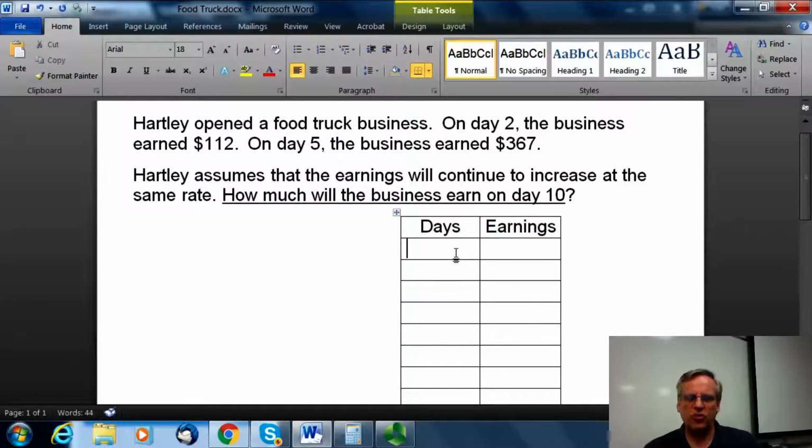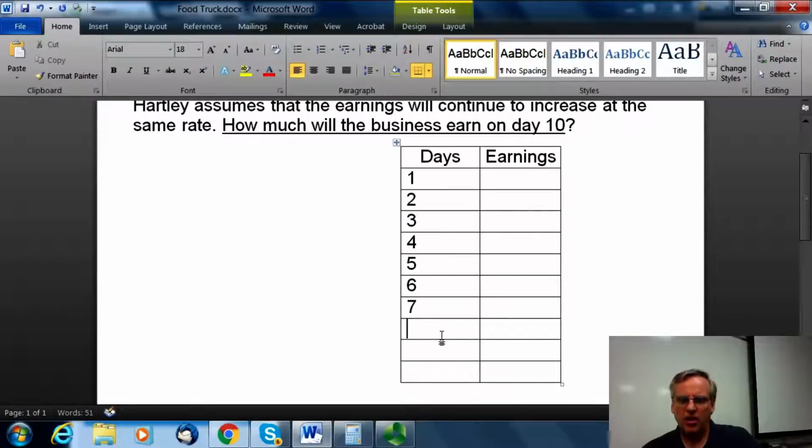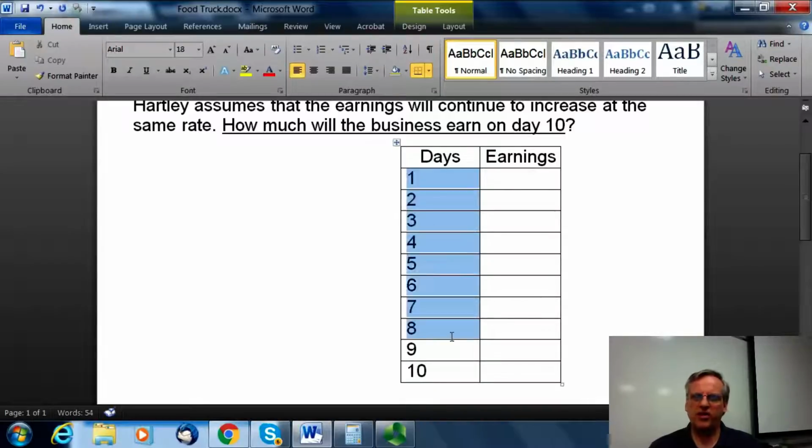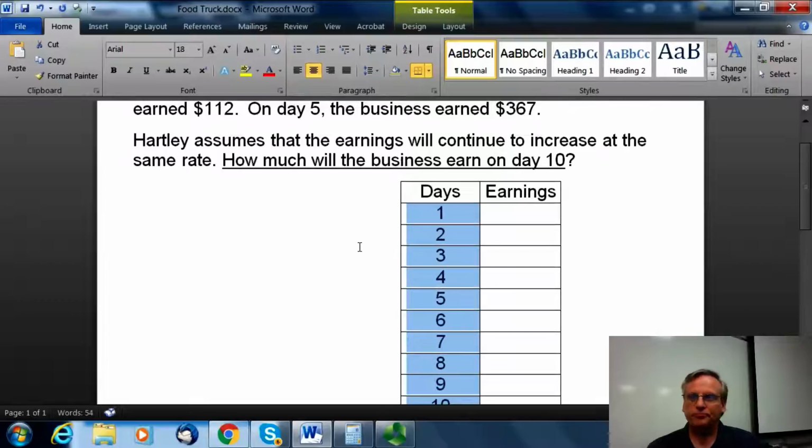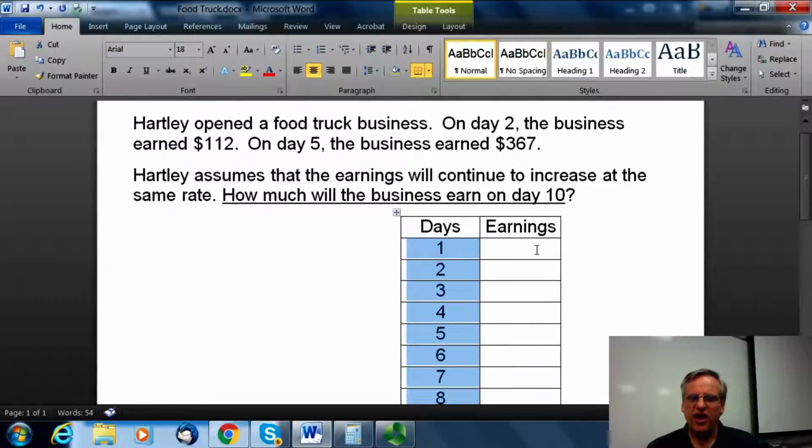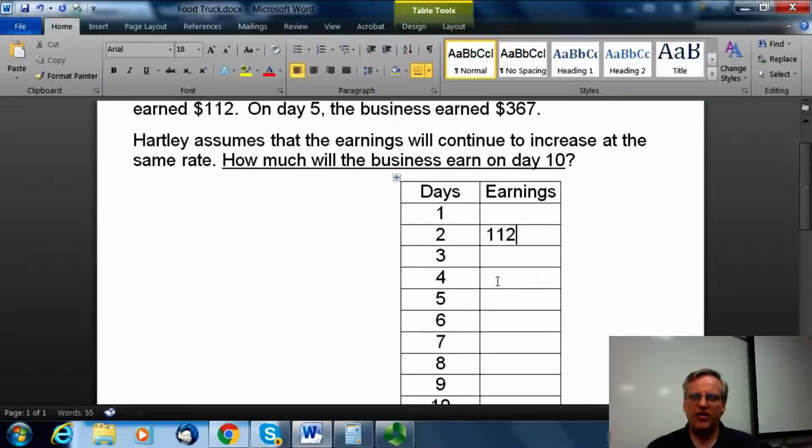Let's see, because we were talking about day 2, day 5, and day 10. But we're looking at a rate. So why don't we fill in our chart with all the days? 3, 4, 5, 6, 7, 8, 9, 10. Okay, so we have 10 days, and we're going to fill in what earnings we know. And we know 2 of them. Day 2, it seems like, and our earnings are in dollars, so we can keep that in mind. Let's see, day 2, he earned $112. And then on day 5, he earned $367.